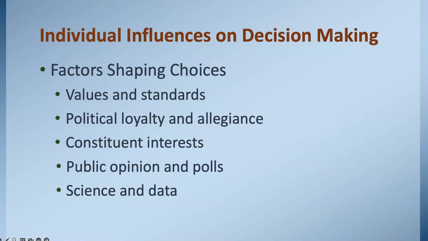The individual influences on decision making. So let's discuss the different factors that can influence individual decision making. Let's look at values. This is where the decision maker's values can shape their choices, including organizational, personal, public, and ideological standards. Also, political loyalty can influence, and this is where the party allegiance of the individual is often a major predictor of the way they vote.